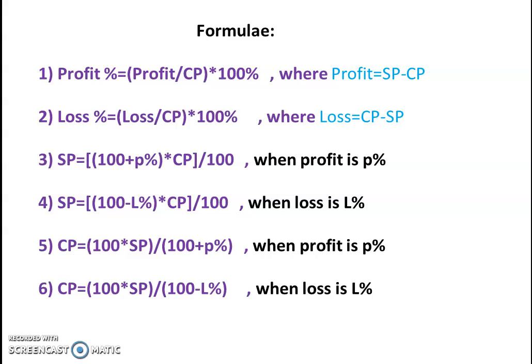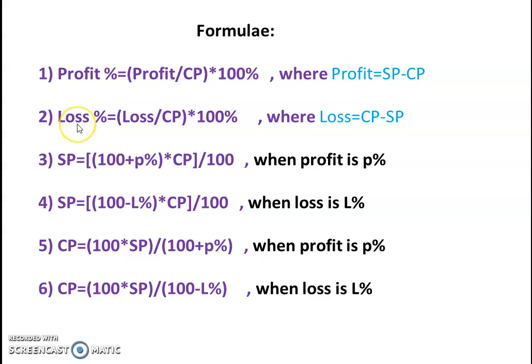We have some formulae used in profit and loss. First formula is to calculate profit percent. Profit percent is calculated on CP. It is given by profit divided by CP into 100. We have already covered how to calculate percentage in percentage video. You can find the link given in the description box. Here profit is SP minus CP.